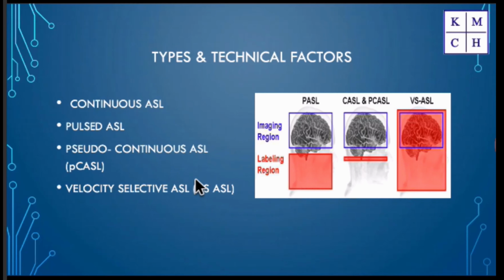Coming to the technical factors, grossly we have continuous ASL, which is only of historical importance. Here there is a continuous pulse given at a label at a particular slice. What are the advantages? The signal SNR was actually quite good with continuous ASL, but the RF and the amplifier requirement for giving a continuous pulse is too high and cannot be feasible in the modern day scanners, and it was abandoned.